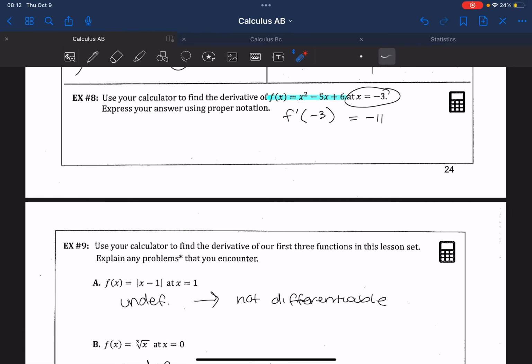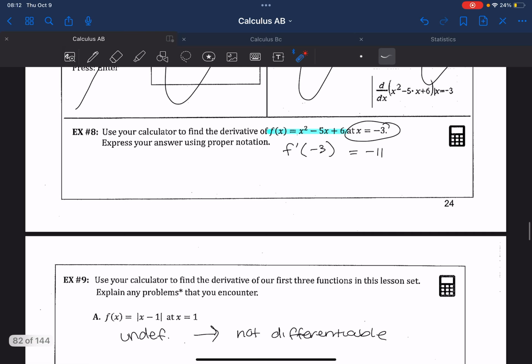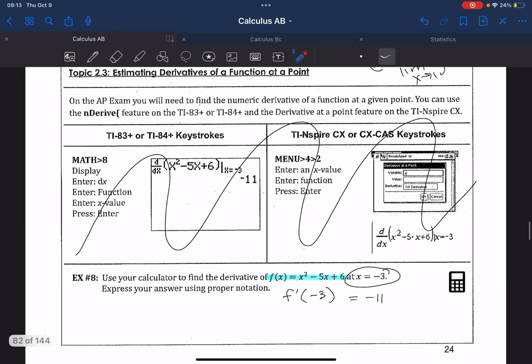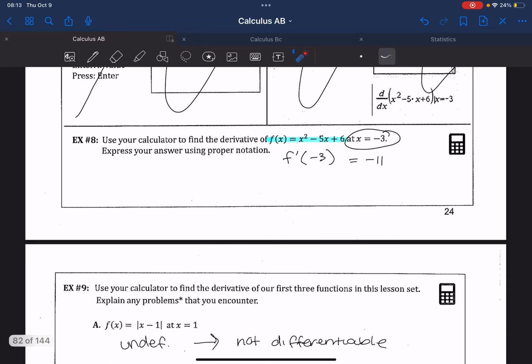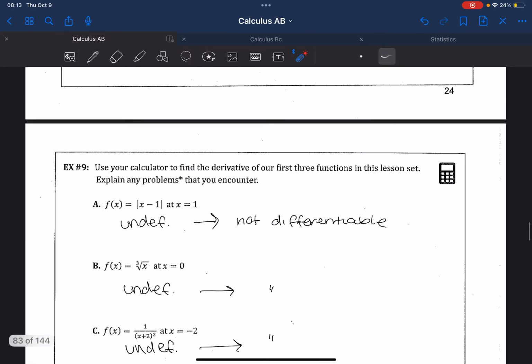Okay, we showed that we could use a calculator to find the derivative. Remember, all you do on Desmos is type in the function, and then on the next line you would type in f prime of whatever number it was asking you. It's not like the calculator where you have all these individual steps. This is done very simply on Desmos.